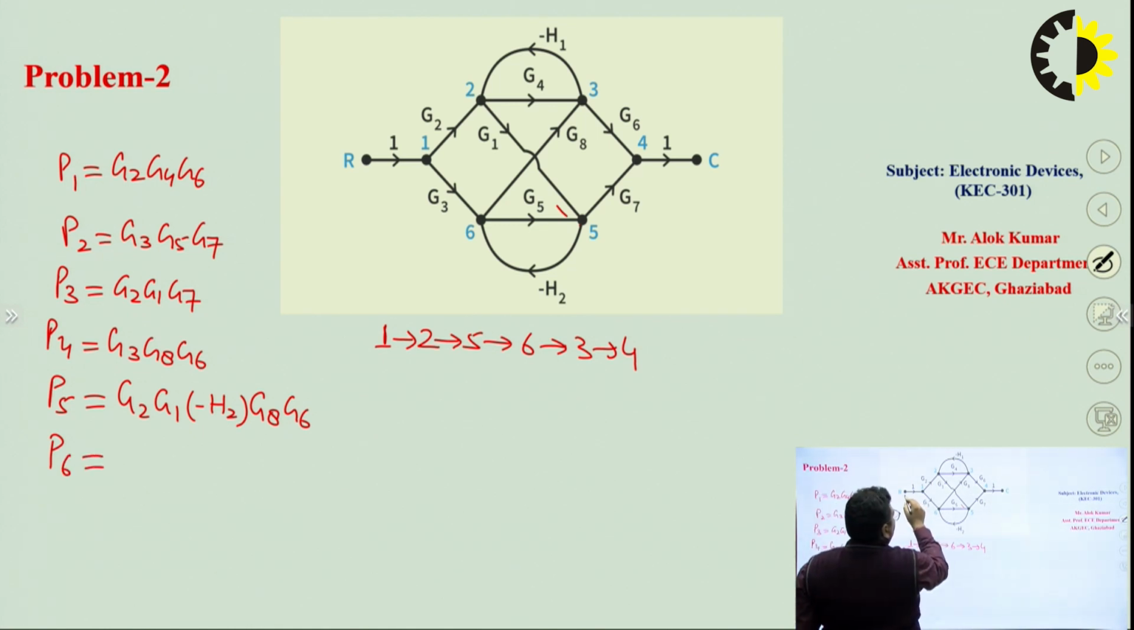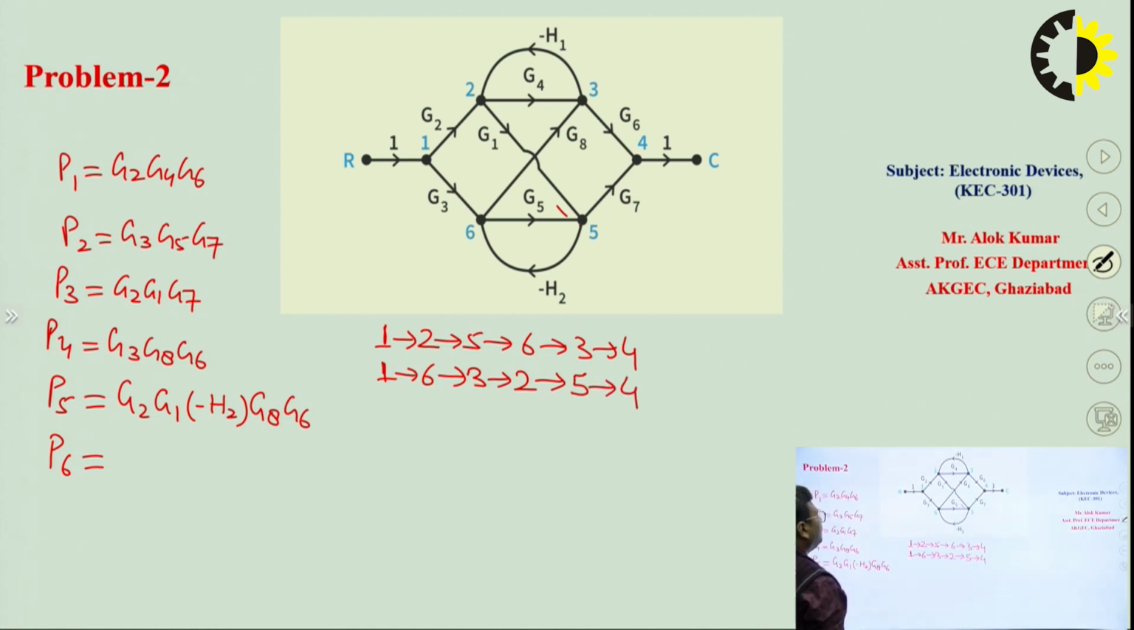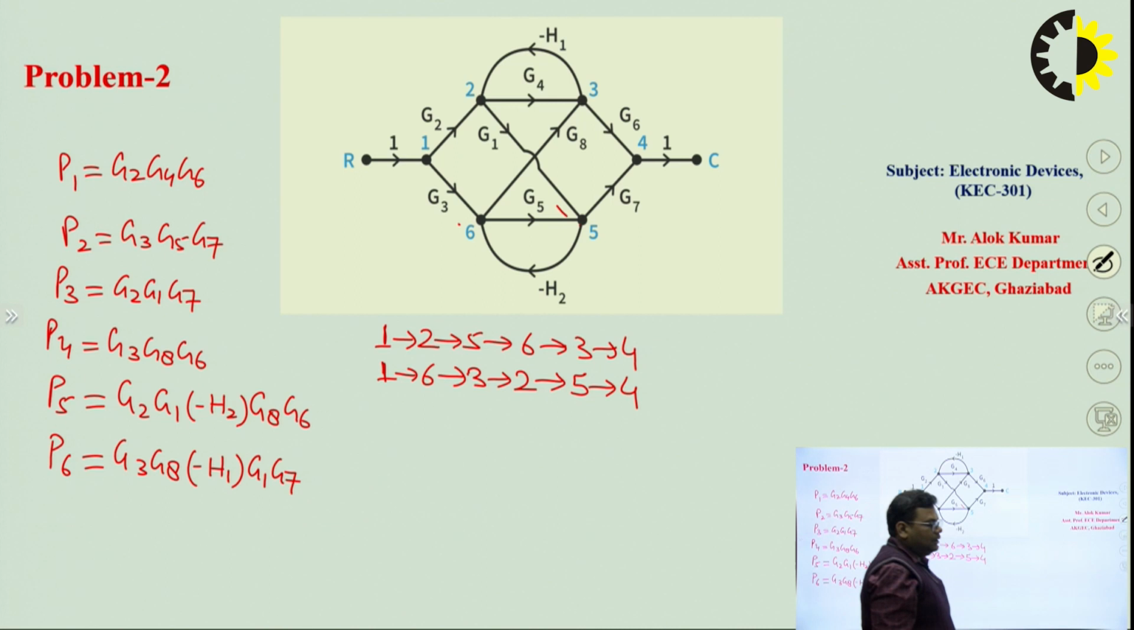Similarly, the last forward path we can write is P6. We can go from node 1 to node 6, then node 6 to node 3, then node 3 to node 2, then node 2 to node 5 and then node 4. So this we can write as G3, G8, minus H1 and then G1 and G7. So these will be the forward paths in the given problem.